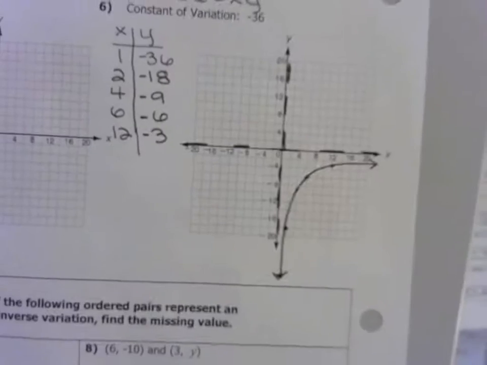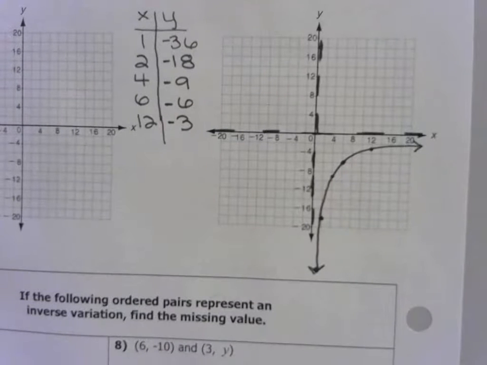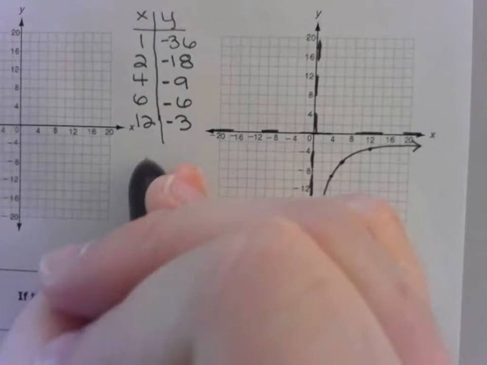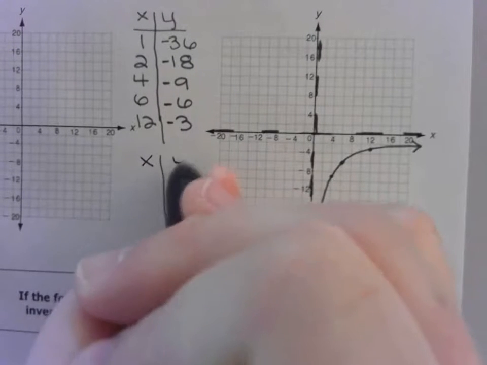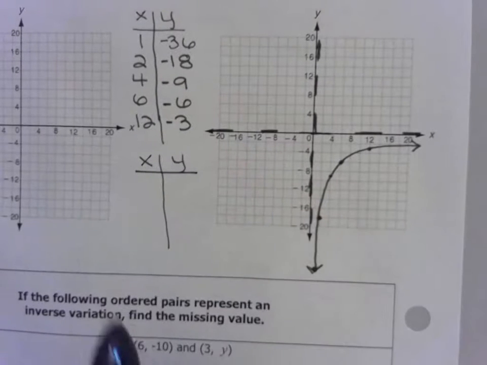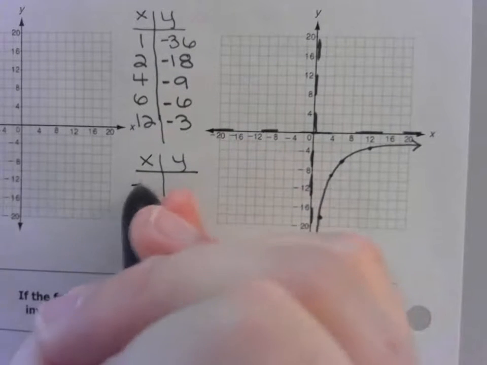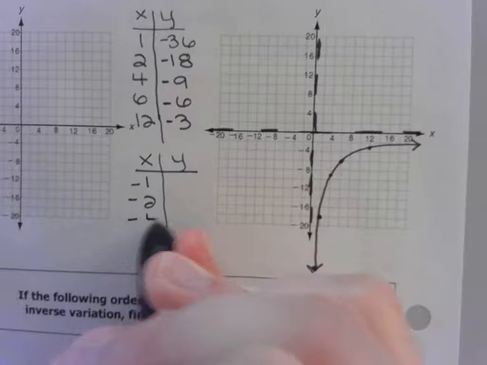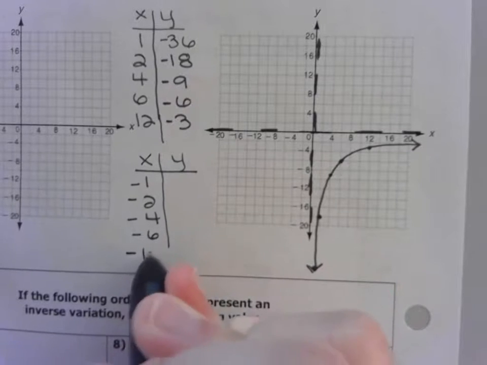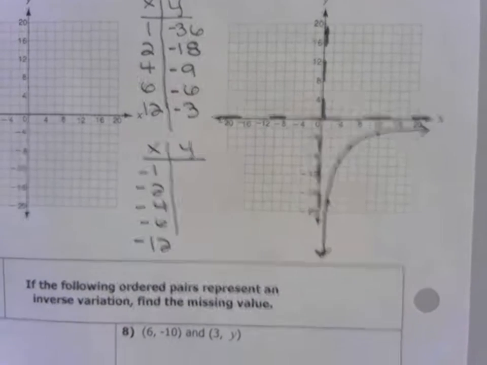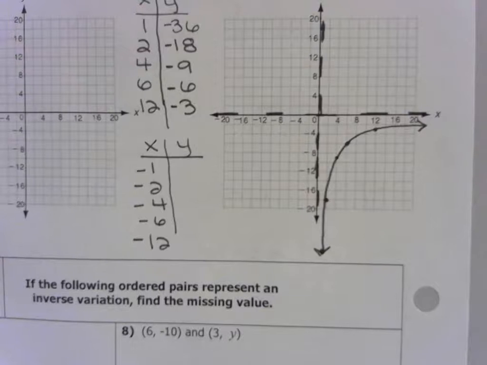Okay. Any questions on the positive side? Positive x values. Now do the same thing, but do negative x values. I would choose the same x values, just make them negative. So negative 1, negative 2, negative 4, negative 6, negative 12. Two tables. I know it's a little bit of work, but you guys can do this. It's multiplying numbers together. It's graphing points.